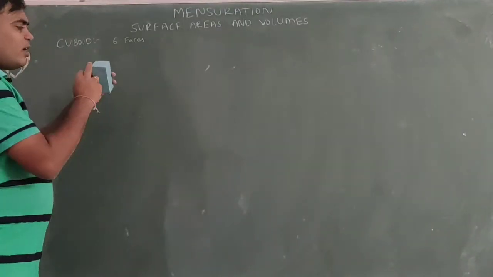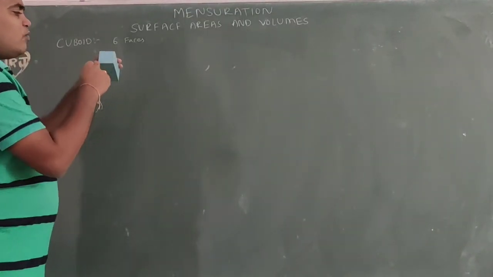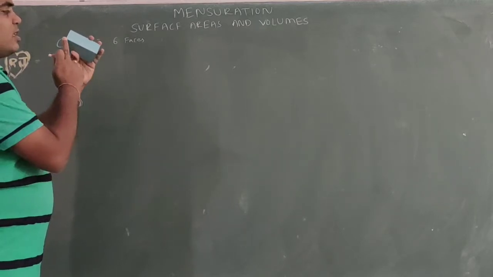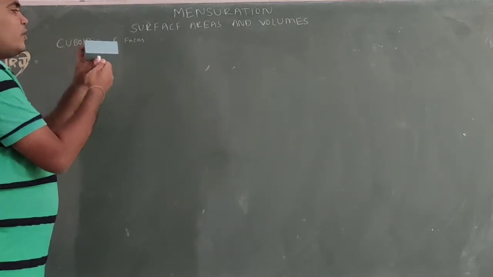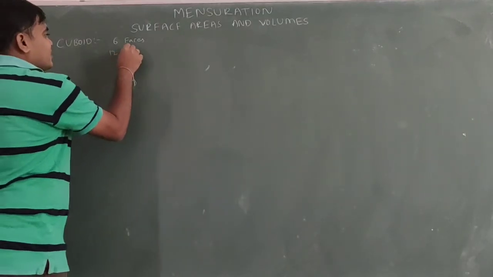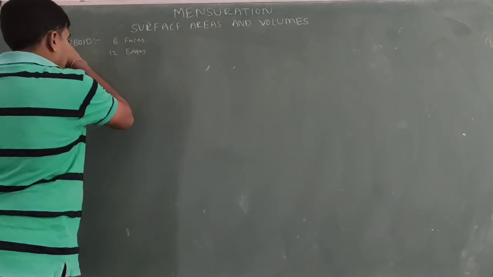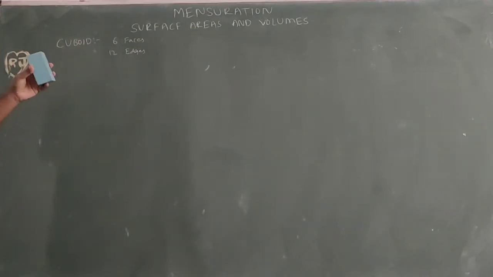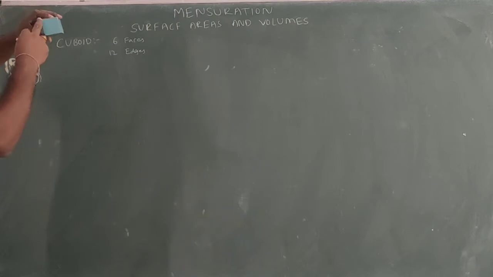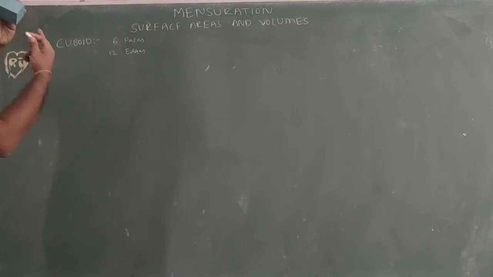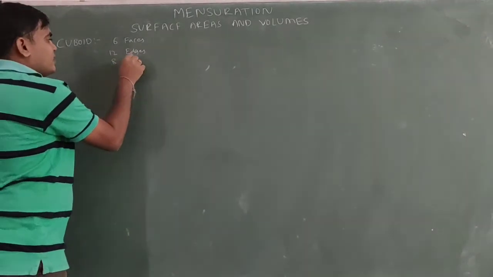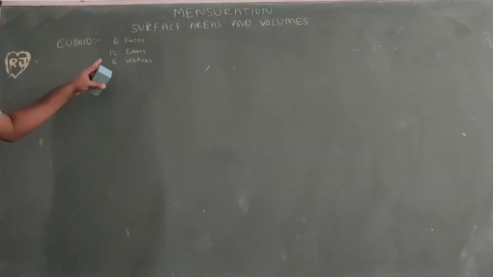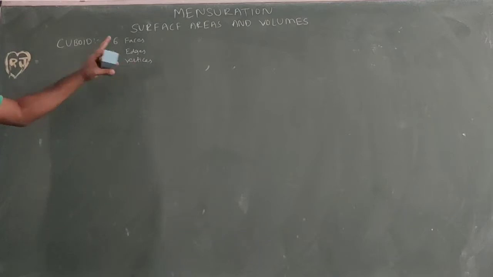Next, edges: 1, 2, 3, 4, 5, 6, 7, 8, 9, 10, 11, 12. So 12 edges. 6 faces, 12 edges. And what is this? 1, 2, 3, 4, 5, 6, 7, 8. So 8 vertices. A cuboid has 6 faces, 8 vertices, 12 edges.